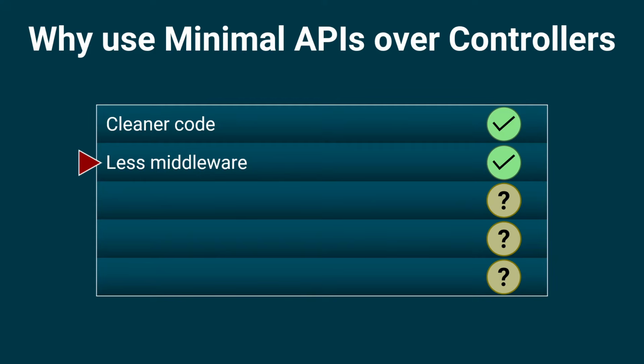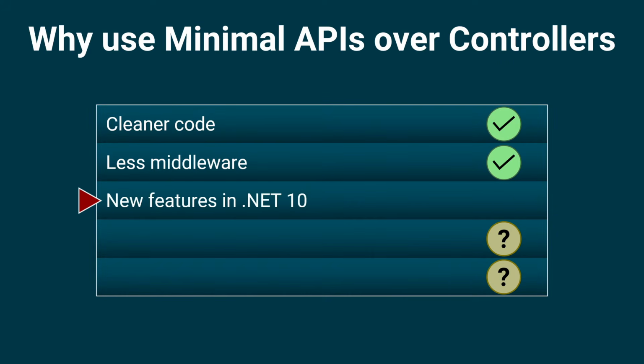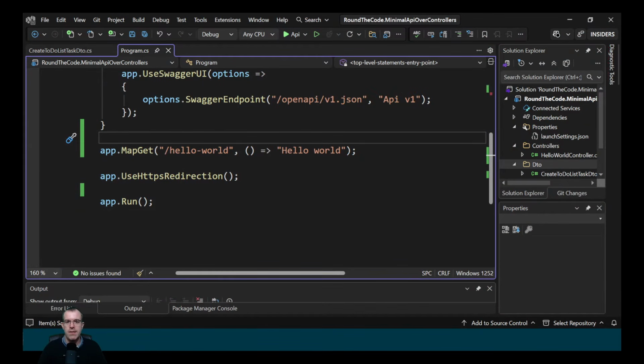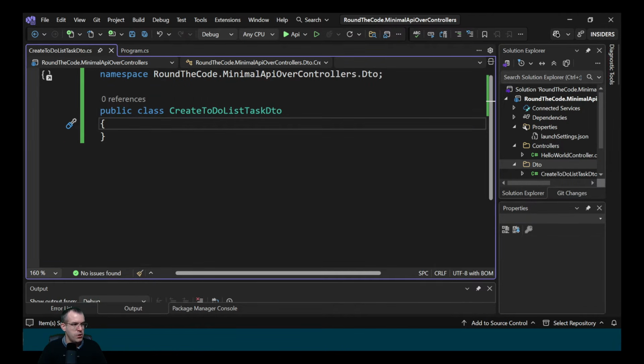Controllers have many features, but minimal APIs are catching up fast. In .NET 10, they've added a new feature for validation. Before .NET 10, if you wanted to add validation into a minimal API endpoint, you'd have to use a third-party library. But now you can use data annotations for validation with .NET 10. So we'll show you how to do it.